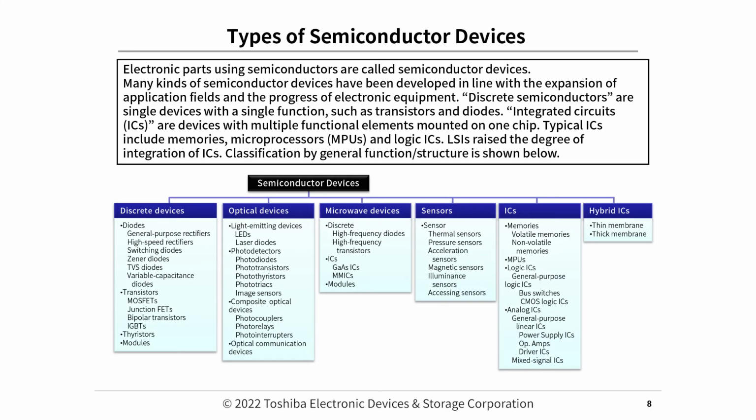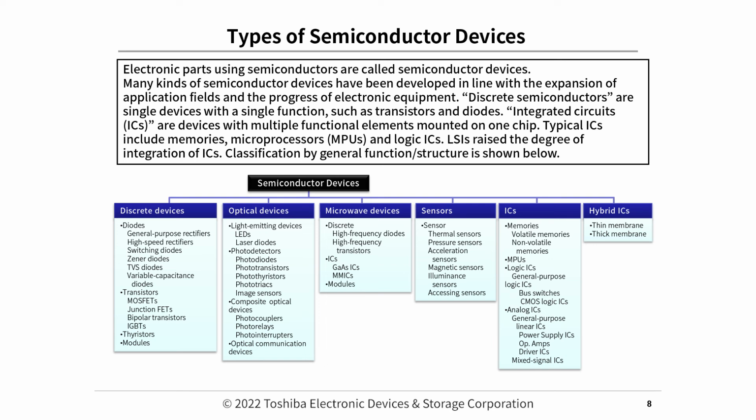Types of semiconductor devices. Electronic parts using semiconductors are called semiconductor devices. Many kinds of semiconductor devices have been developed in line with the expansion of application fields and the progress of electronic equipment. Discrete semiconductors are single devices with a single function, such as transistors and diodes.